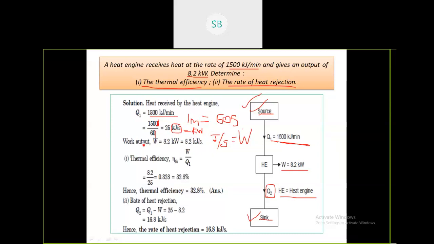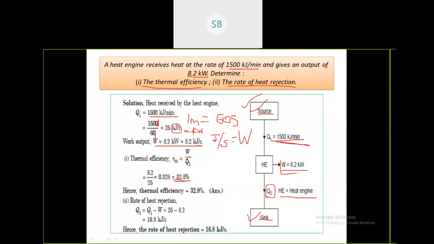Work is given in kilowatt. Before solving any equation, we know that the units must be the same, so we convert into the same units. Here also we convert the work from kilowatt to kilojoule per second. Now, what is the formula for thermal efficiency? It is output upon input. The output is the work, and the input is the heat received.